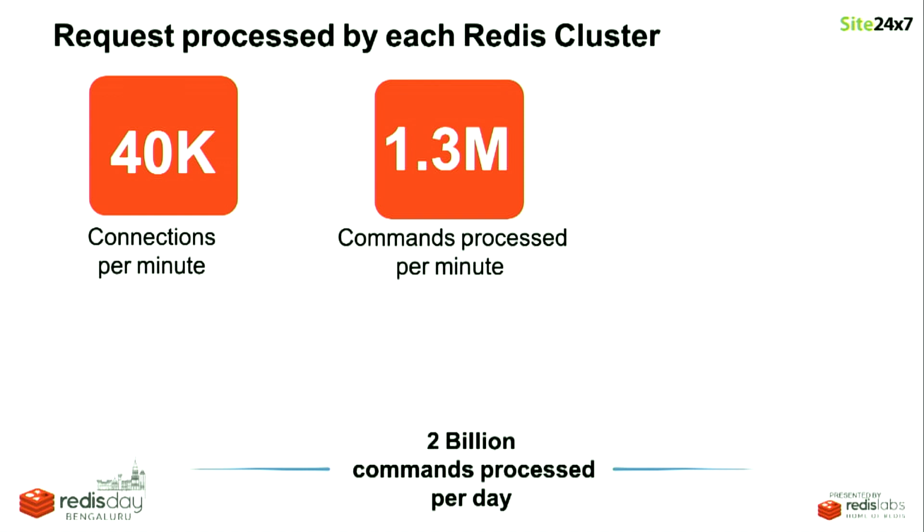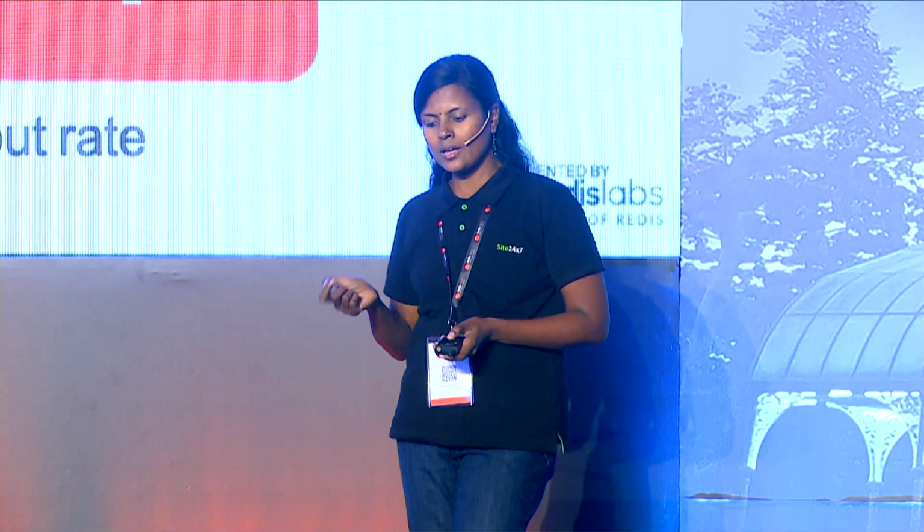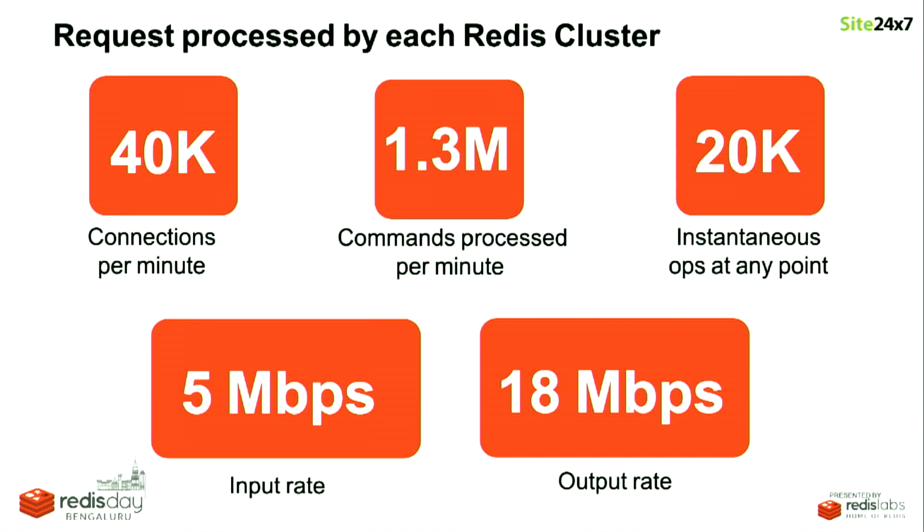This is per minute. If I do the math and get it to per day, it comes to 2 billion requests per day. Sorry, 2 billion commands processed per day. Similarly, the instantaneous ops at any point in time, the instantaneous operations that you take, come to 20,000. So that's the scale for one cluster or each of the clusters. And we do have a 5 Mbps input rate and an 18 Mbps output rate.